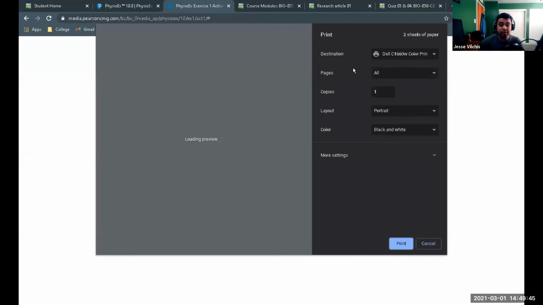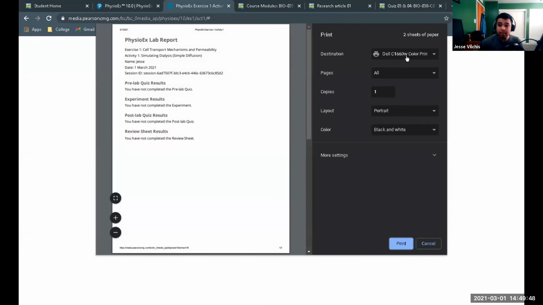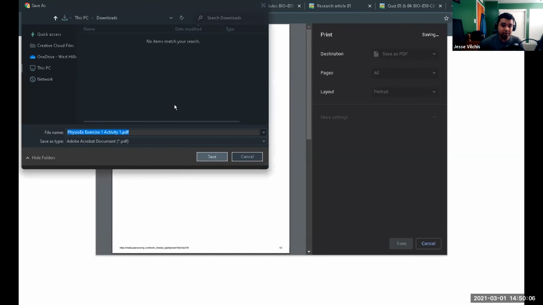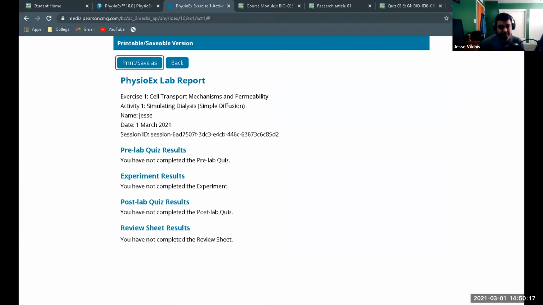This is what we want you guys to give to us in the lab itself. So you're gonna submit this. This is what we want from you guys. You're just gonna change the destination to save as PDF, save it, and choose where you want to save it. Anywhere. I'm gonna have it just on my desktop. I'll just save it there. And that's what we're gonna want you to submit to us.